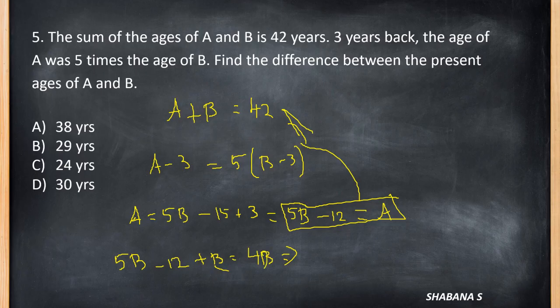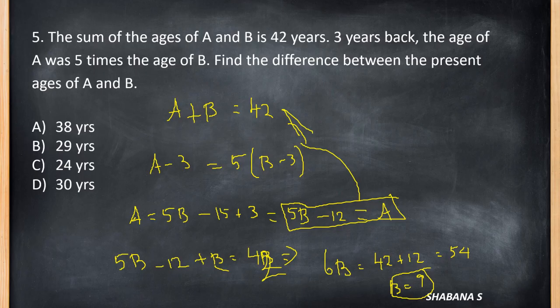This is 42. Sorry, I have a problem with the pen. So 5B plus B, 6B. 6B should be equal to 42 plus 12. That's 54. So the value of B is 9. So if you get the value of B as 9, what am I supposed to find?